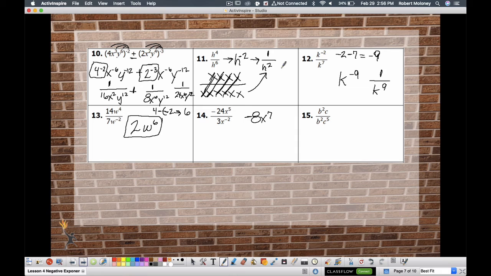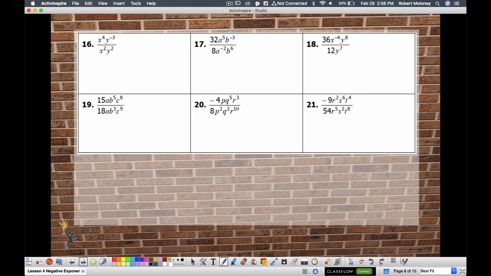So I can pretend those don't exist. It's just like the previous example up here. Those cancel. c to the 1st over c to the 5th. So 1 minus 5 gives me negative 4. Leaves me with 1 over c to the 4th. Okay. All right, let's take a look at these last.